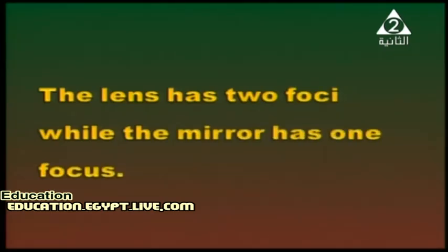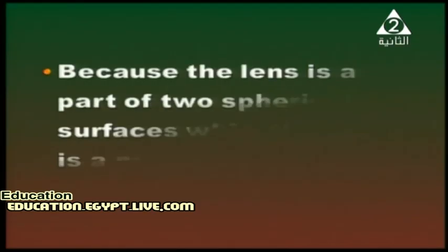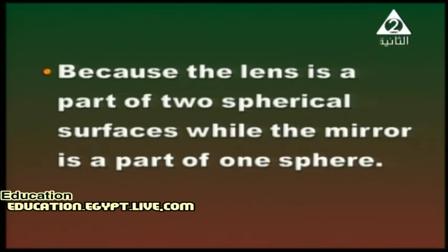The lens has two foci, while the mirror has only one focus. Why does the lens have two foci and two centers, while the mirror has one focus and one center? That's because the lens is a part of two spherical surfaces, while the mirror is a part of only one sphere.